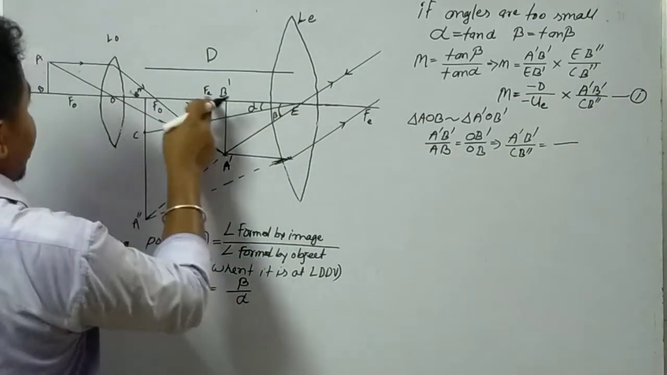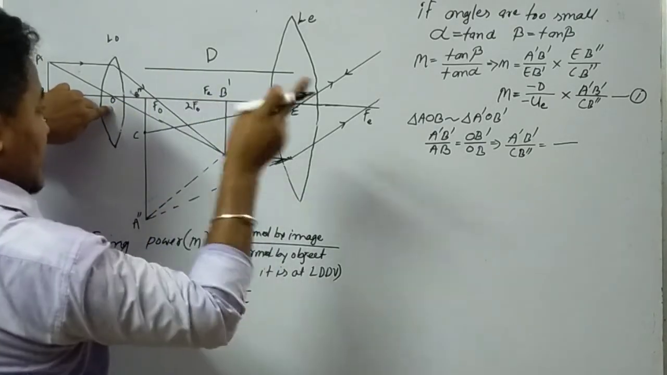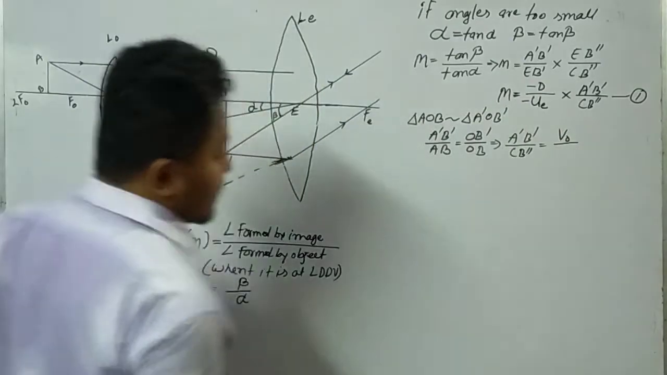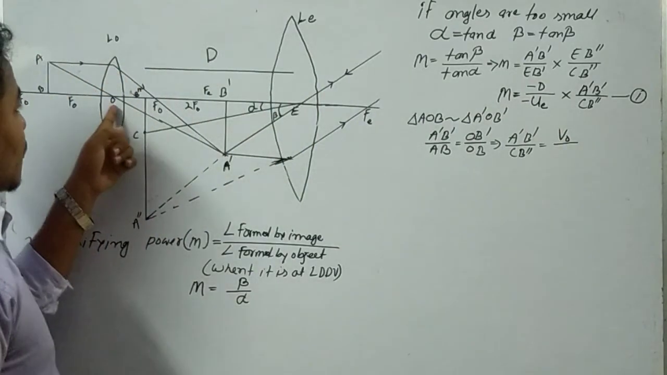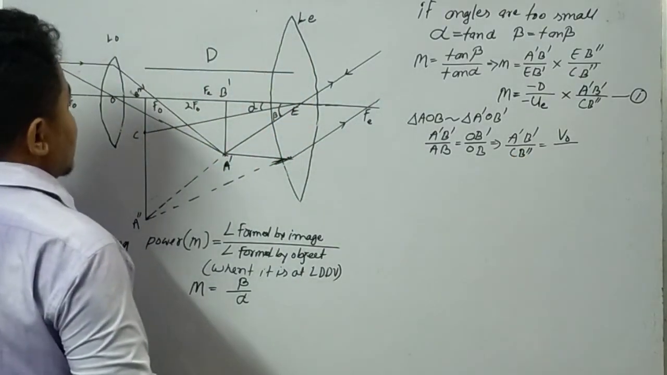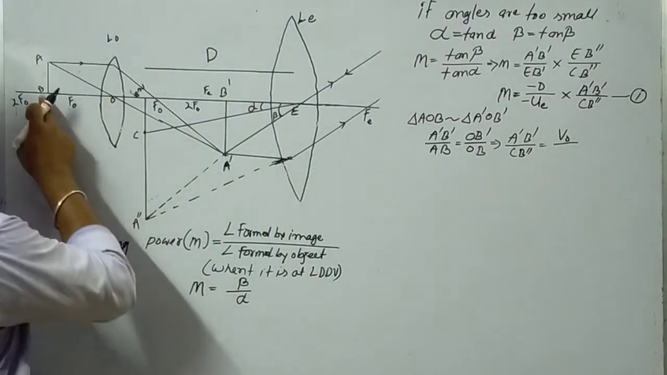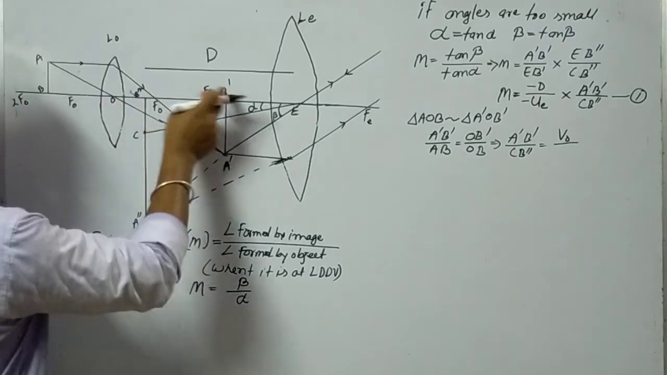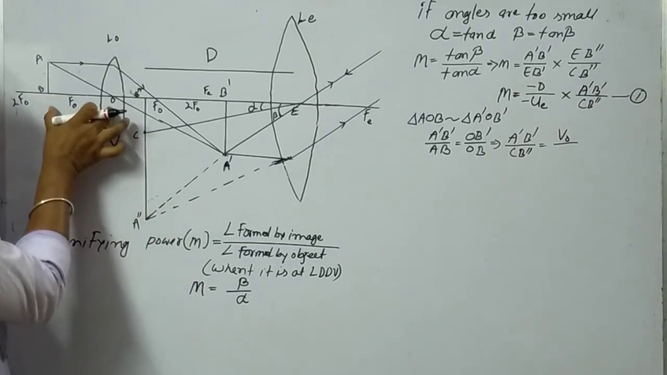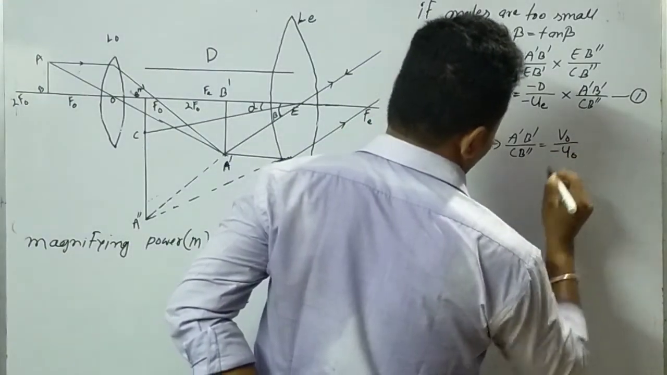Now this is OB', OB'. OB' is the image distance for objective lens, that is positive. So this is vO. vO means image distance for objective lens. This is OB'. Then you have CB''. Where is CB''? As you can see, sorry, this is OB. If OB' is the image distance for objective lens, OB is going to be your object distance for objective lens, and that is going to be minus uO.